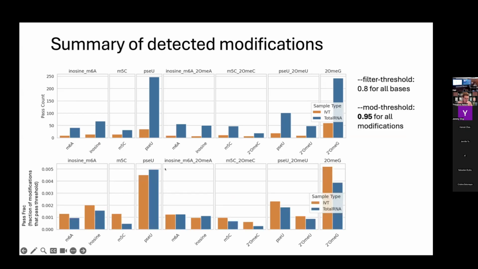I also plotted the pass-frac column, which is the fraction of modifications that passed the threshold I was using, which was 0.95 for all of the modifications. And you can see from the y-axis there that only a small fraction of the modification calls were passing my filter, but I guess I was using a pretty stringent threshold. I think for the purposes of this analysis, I was just trying to see if I could detect any sites that we could say with high confidence were probably modified.